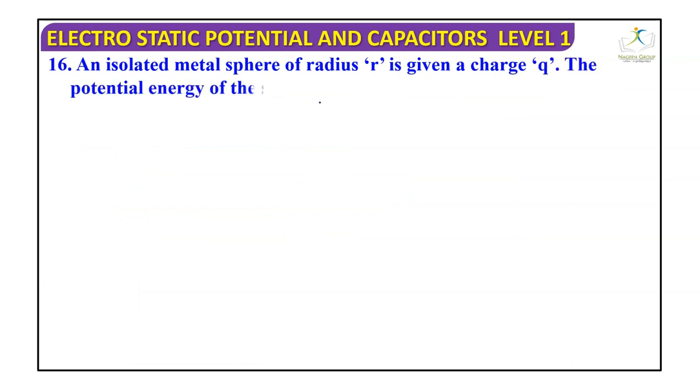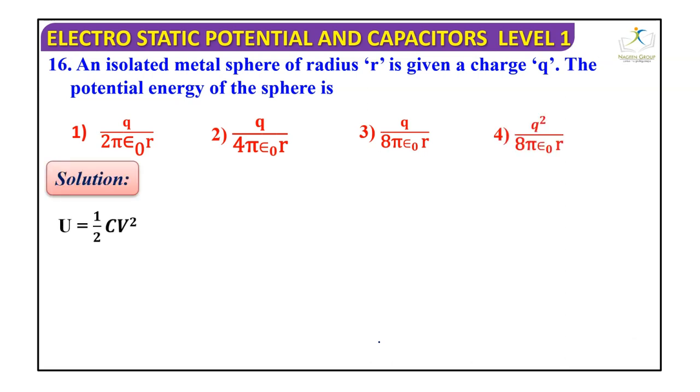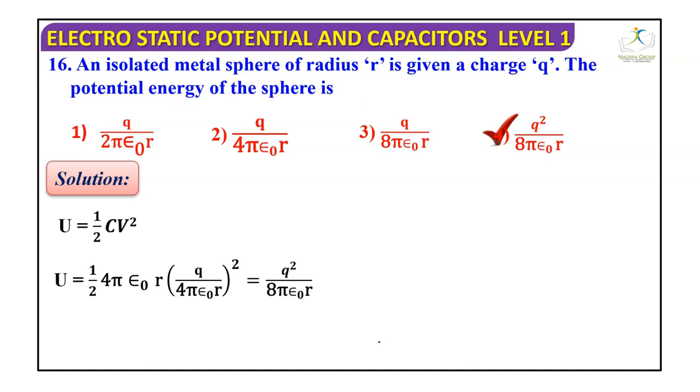Next we have an isolated metal sphere of radius r that is given a charge Q. The potential energy of the sphere is, we have these options. Let us move with the solution part. So we know that potential energy U is equal to half CV square. U is equal to half times 4 pi epsilon naught R times (Q by 4 pi epsilon naught R) whole square, which is equal to Q square divided by 8 pi epsilon naught R. According to this, the correct option which we have is option number 4.